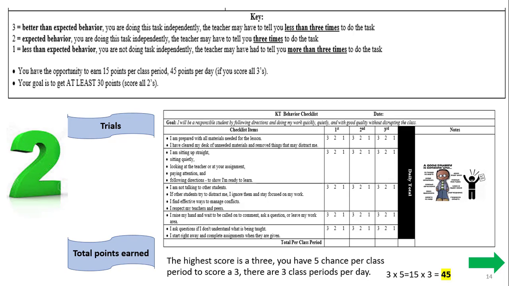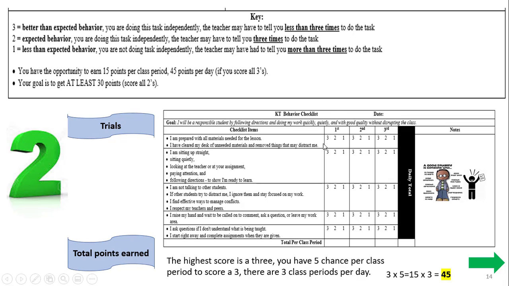And here's what a 3 means. Better than expected, 2 means expected, and 1 means you got work to do because it's less than expected behavior. So let's start with what we hope to see. You're doing everything that's listed down here independently. The teacher may have to tell you 3 times to do the task. Better than expected: you're doing this task independently, and the teacher may have to tell you less than 3 times to do the task. If you score a 1, it's less than expected, it means you're not doing this task independently, and the teacher may have had to tell you more than 3 times to do the task.